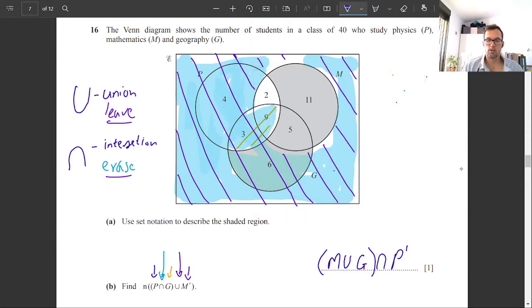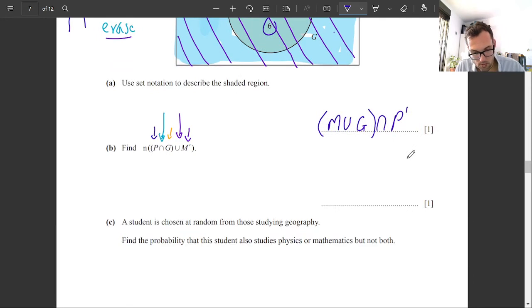So finally, to answer this question, I need to add up all the numbers in the blue shaded part. So that will be 6, 3, 9, and 4. 6, 9, 18, 22 is what we get if we add them all together.